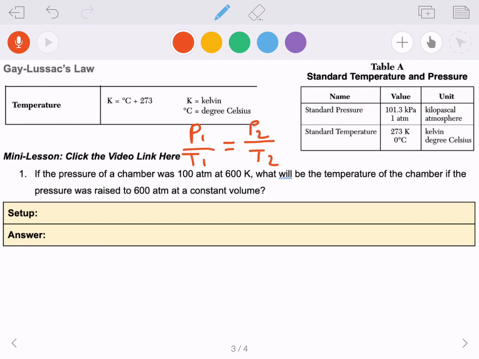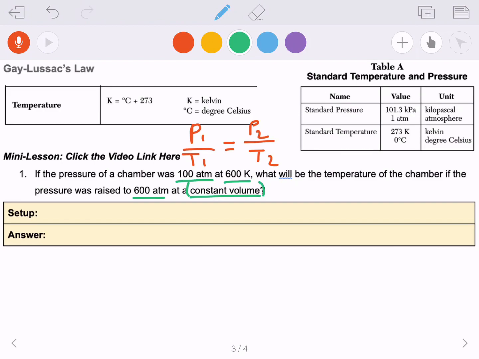So let's try a practice problem using this equation. It says if the pressure of a chamber was 100 atmospheres at 600 Kelvin, what will be the temperature of the chamber if the pressure was raised to 600 atmospheres at a constant volume? So again, one of the most important parts of this problem is it says that it's being held at a constant volume. That's how you know that you're using Gay-Lussac's law, because volume does not change. The only things that change are the pressure and the temperature.